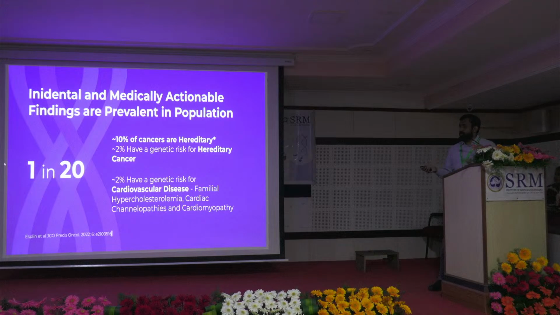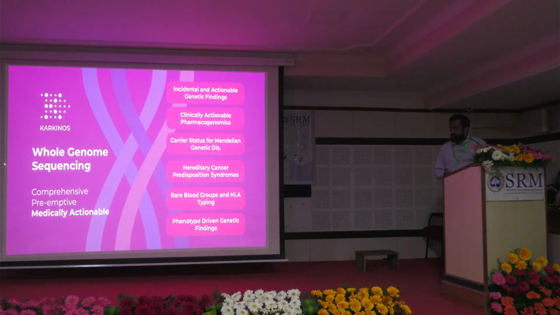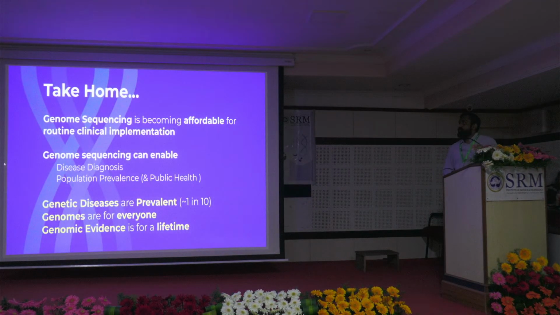Roughly putting the breakup, that is approximately 2% for cardiovascular disease, 2% for hereditary cancer, and 1% for the rest of all genetic diseases together. So, take home: as genomic sequencing is becoming affordable, genomic sequencing can enable disease diagnosis at an individual level, and put together at a population level, can implement public health policy decision making.